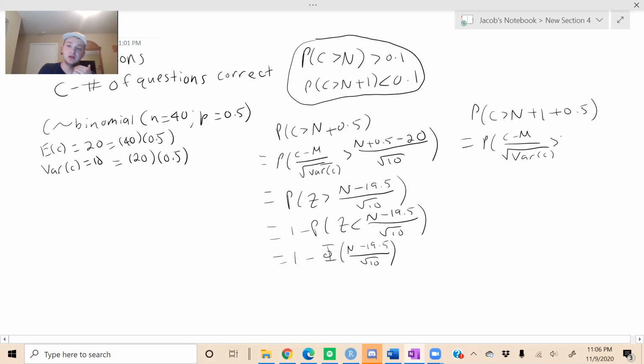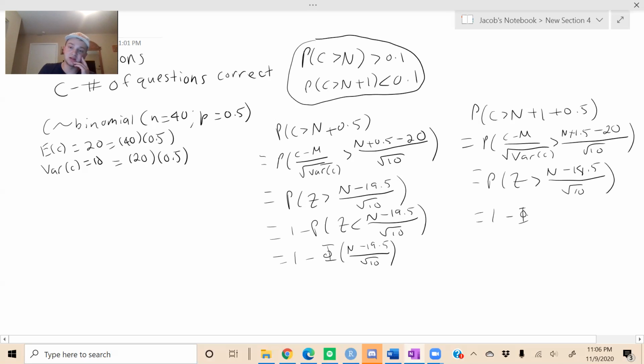This is greater than, let's see, n plus 1.5 minus 20 over the square root of 10. This equals probability Z is greater than n minus 18.5 divided by the square root of 10. Kind of similar as the last one we did, and this is just going to be equal to 1 minus this notation of n minus 18.5 divided by square root of 10. So we've done the continuity corrections.